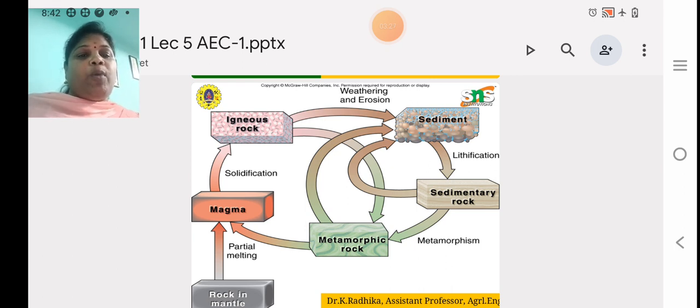Finally, the rock in the mantle forms the magma. Magma solidification forms the igneous rock. Then again the lithification process forms the sedimentary rock, and metamorphism of the sedimentary rock forms the metamorphic rock. These are the routine and intermediate processes. So these are the soil forming processes, or the weathering and erosion.